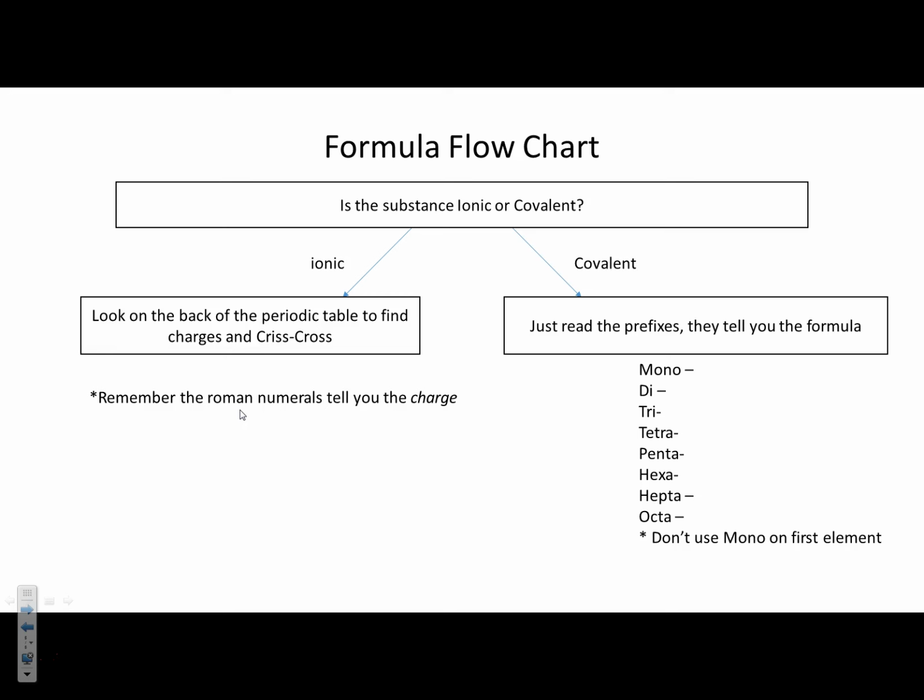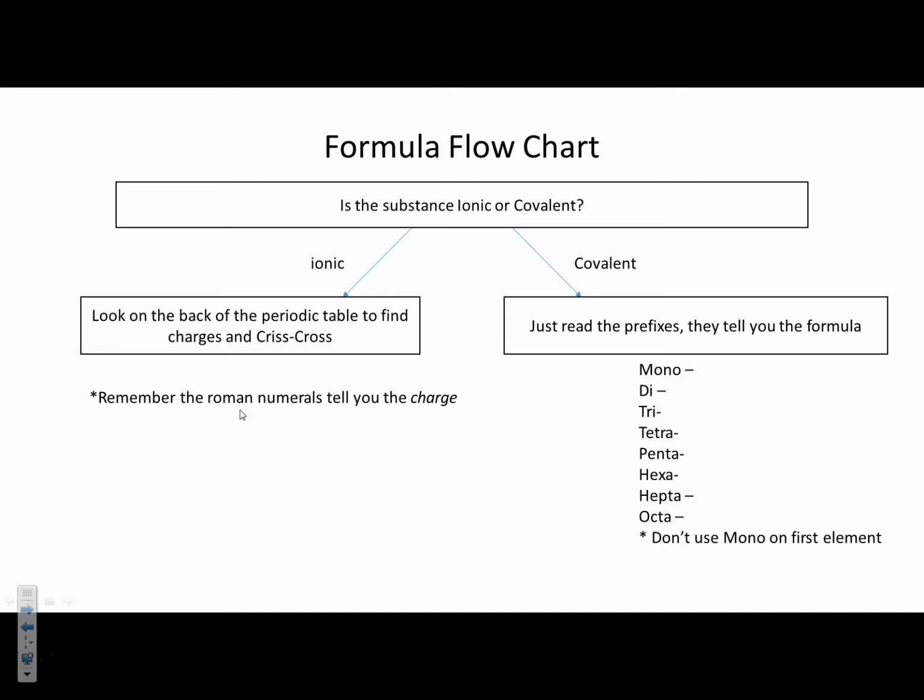Okay? And then remember here I said that the Roman numerals tell you the charge. So if you've got copper 2, that's Cu2+. Or if you've got Mn4, manganese 4, that's Mn4+. And so remember that Roman numeral indicates the charge. For covalent substances, you just have to read the prefixes and see what elements are in there. I think the covalents are pretty easy to go from the name to the formula.